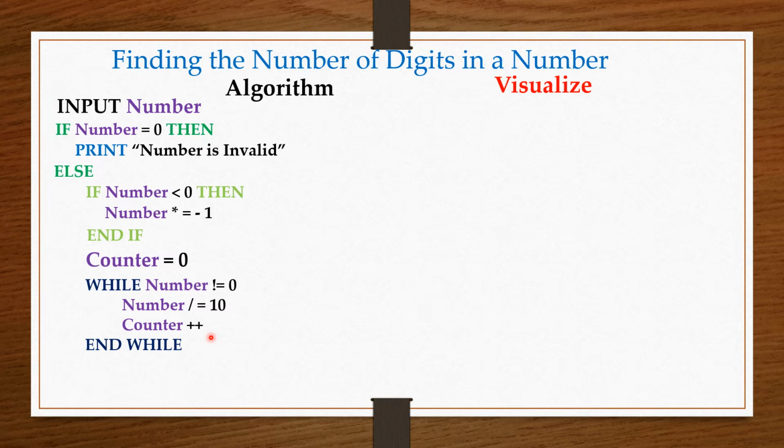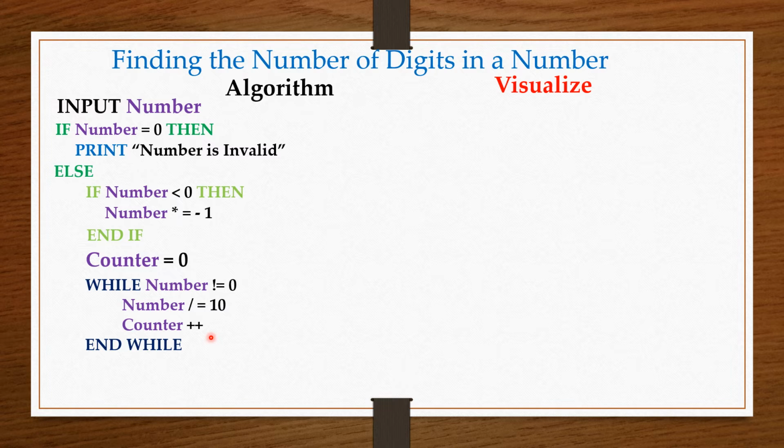Anytime we remove a digit, we increase counter by 1. So we keep removing a digit until there is no digit to remove again. So we say while number is not 0. So while there is a number.